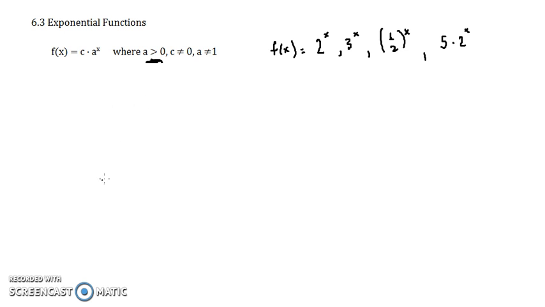Okay, so since this is a new function to us, we need to know what's going on. And a lot of times when we do that, we want to look at the graph and we want to plug in some values to see what's happening and see if we can find a pattern. So let's go ahead and look at 2 to the x. That's one of our simpler functions just because the numbers stay smaller. And let's see what the graph looks like.